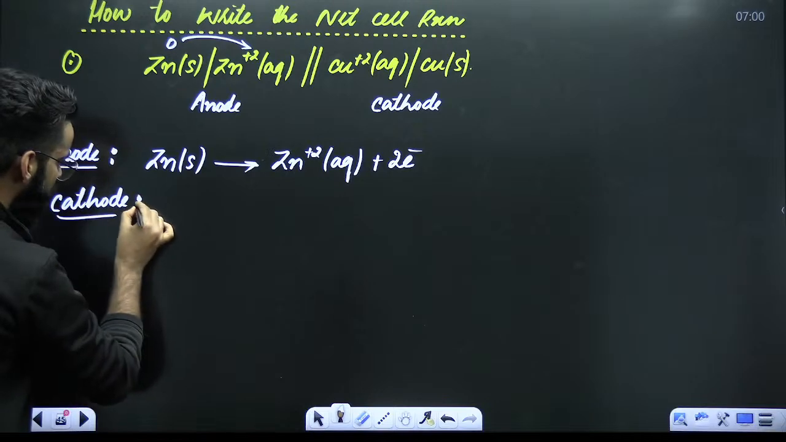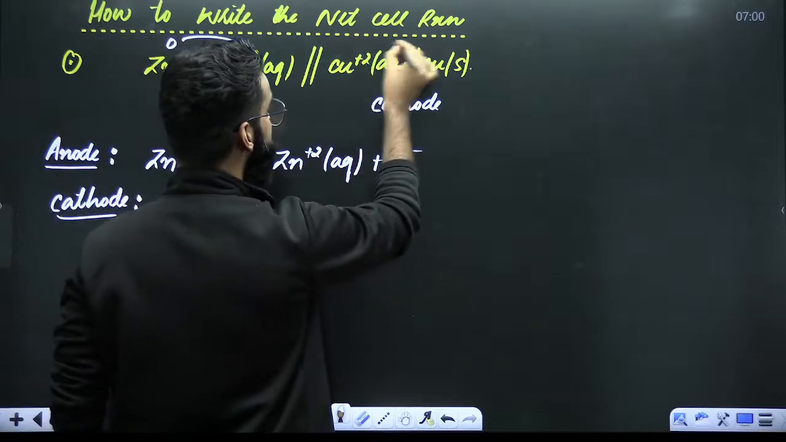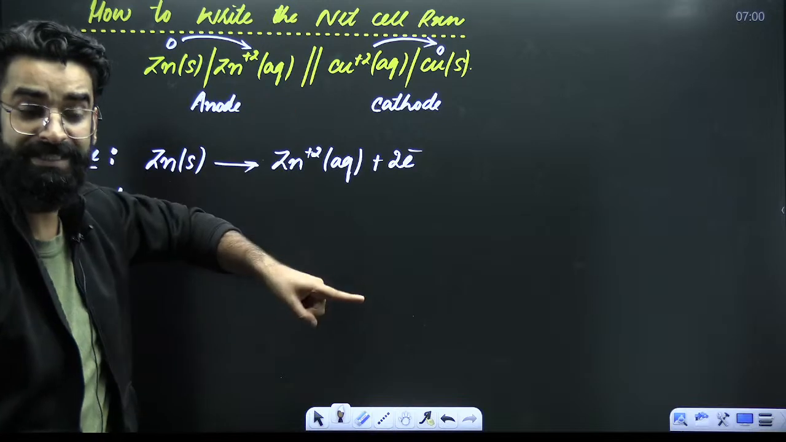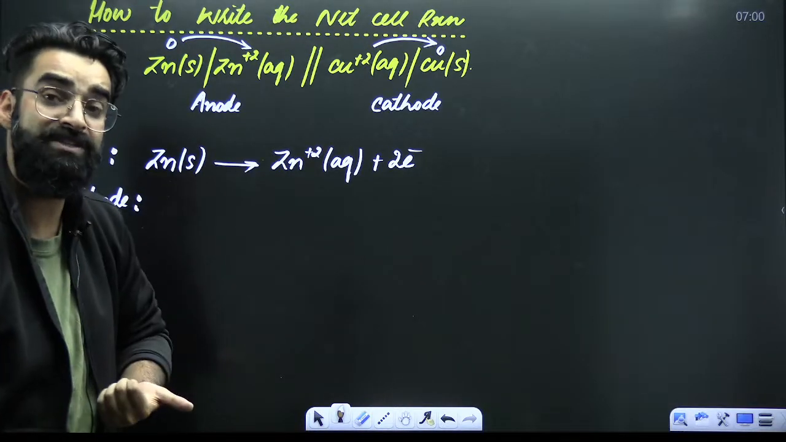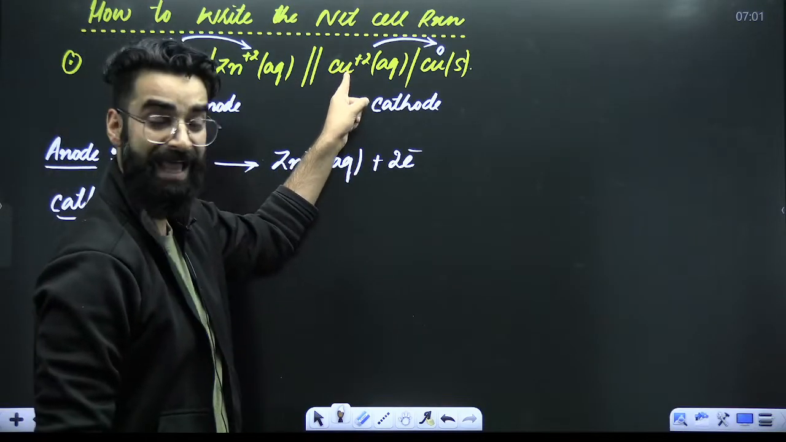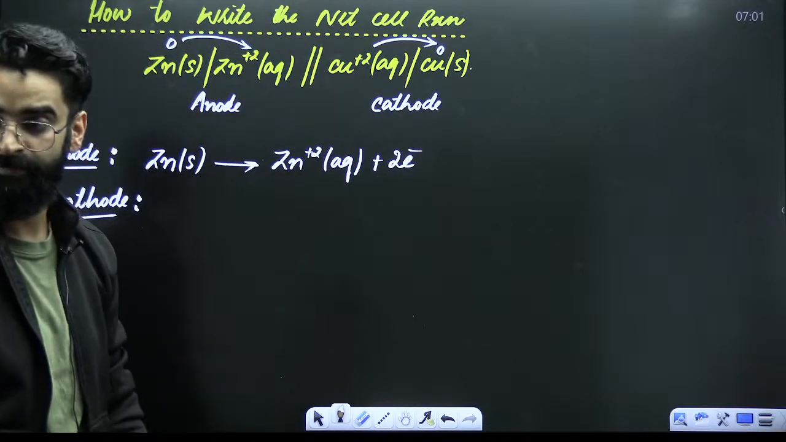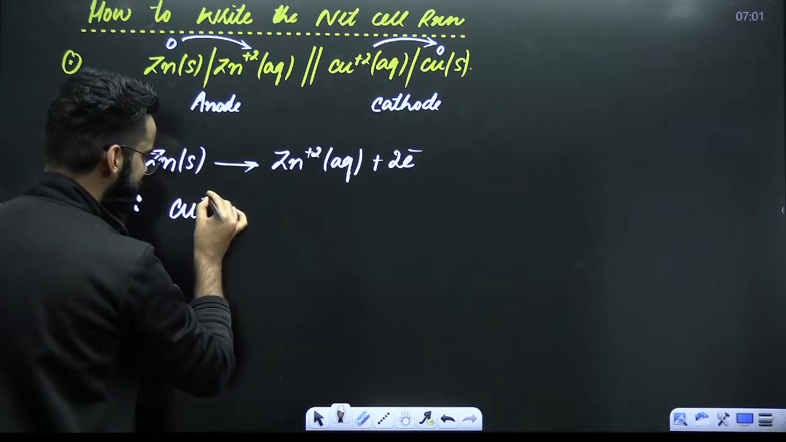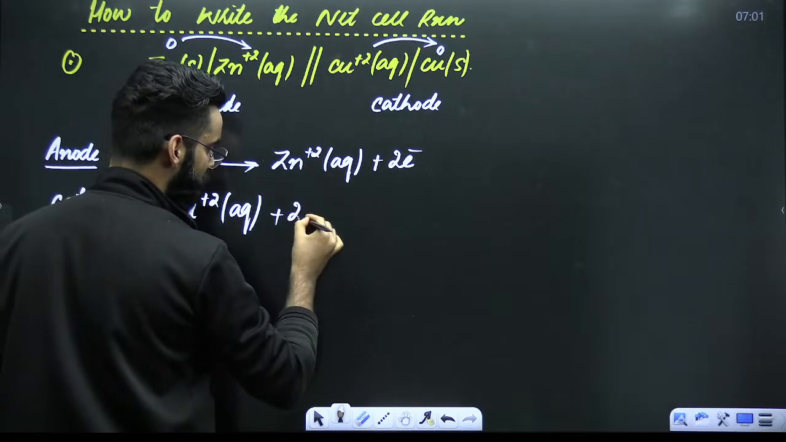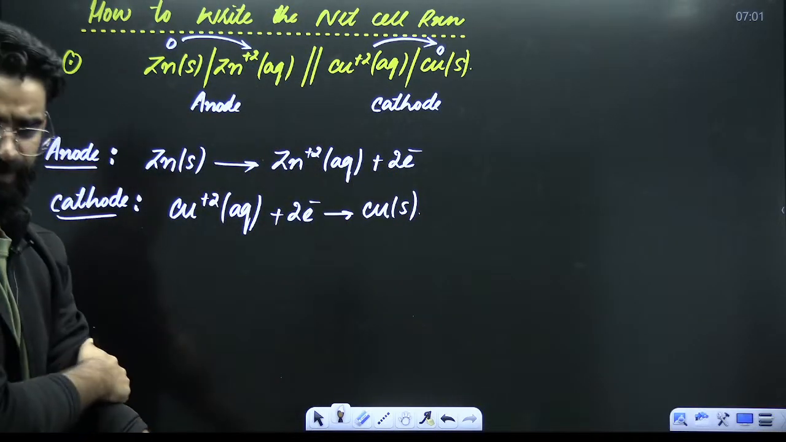Similarly, what is happening at the cathode? At the cathode, reduction takes place. Look at the cathode. Plus 2 to 0 means a decrease in the oxidation state, and a decrease in the oxidation state means reduction. Reduction means gain of electrons. So Cu2+ will be gaining some electrons, and only then will it be converted into copper solid. If I ask you how many electrons this Cu2+ will be gaining, it's simple: Cu2+ will be gaining 2 electrons and getting converted into copper solid. This is the reaction taking place at the cathode.